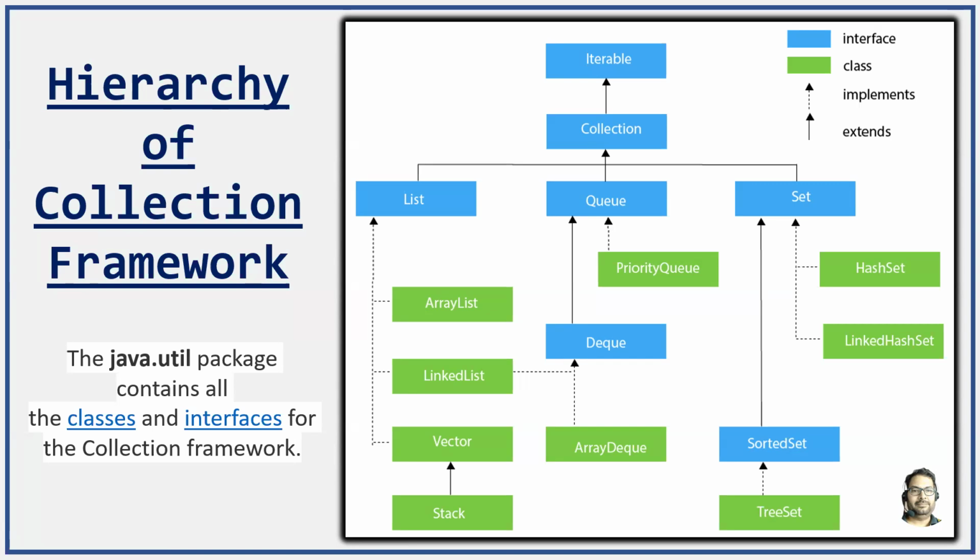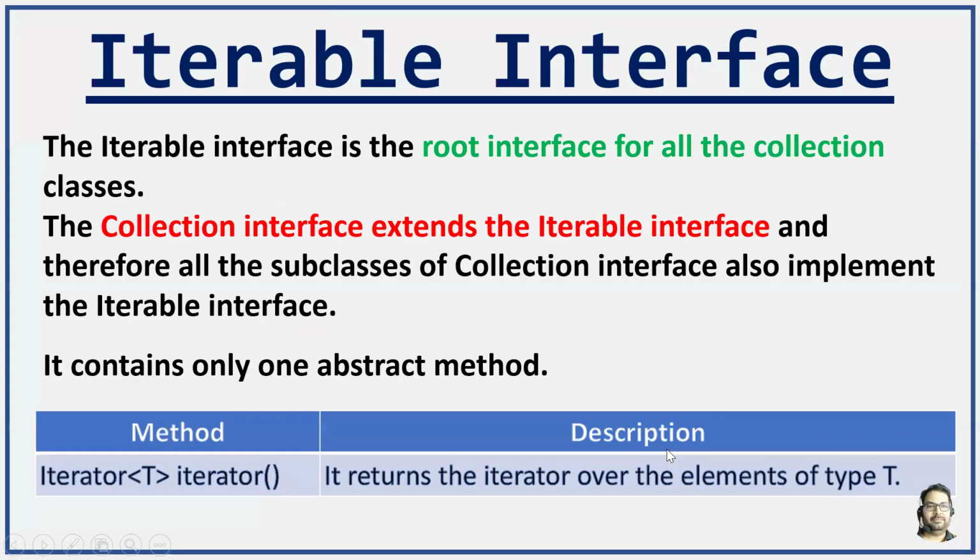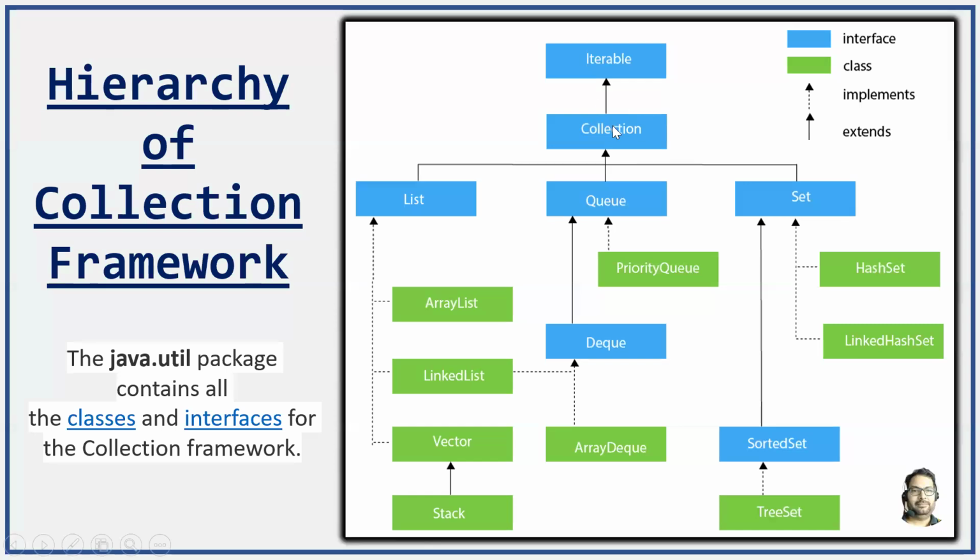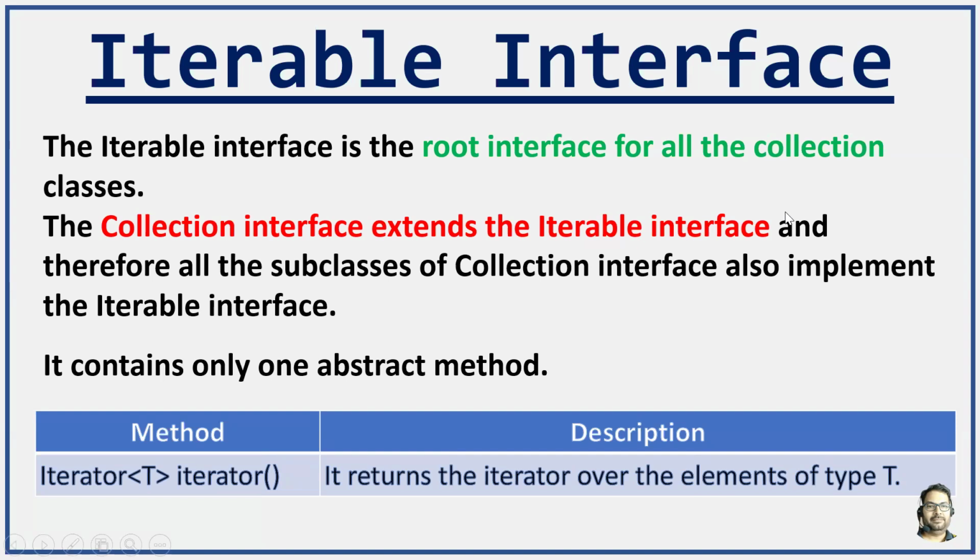We will discuss every interface and class one by one. First of all, we will discuss the topmost interface, which is called the Iterable interface. The Iterable interface is the root interface for all the collection classes. It means it is the topmost interface in the collection framework, and the Collection interface extends the Iterable interface. Therefore, all the subclasses of the Collection interface also implement the Iterable interface.